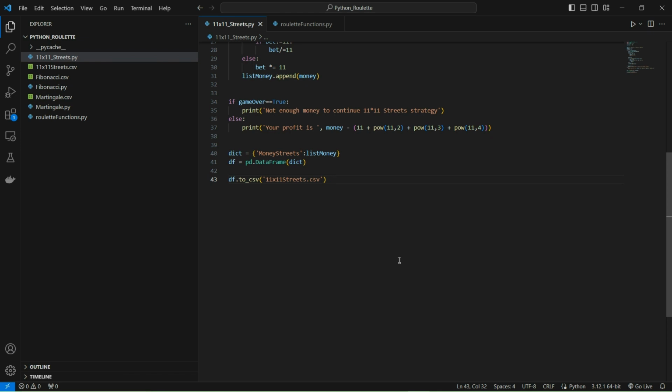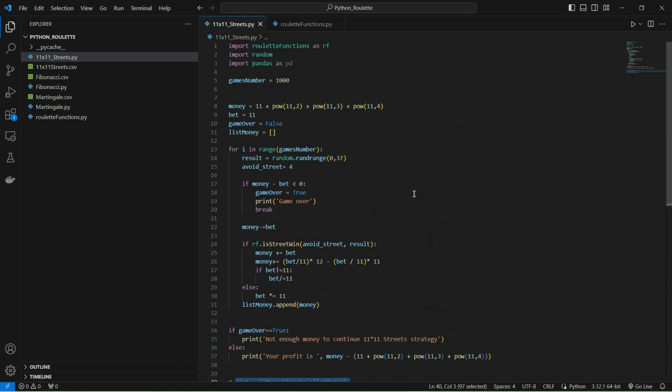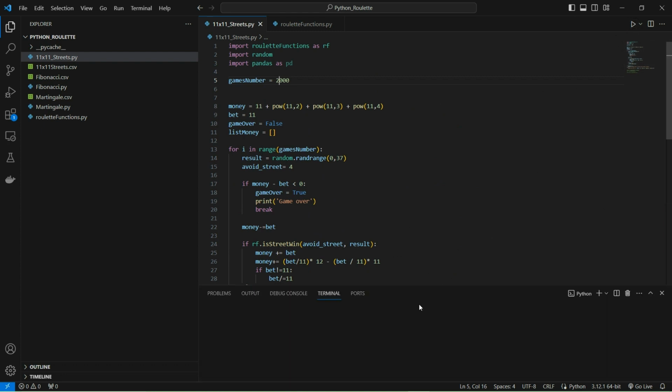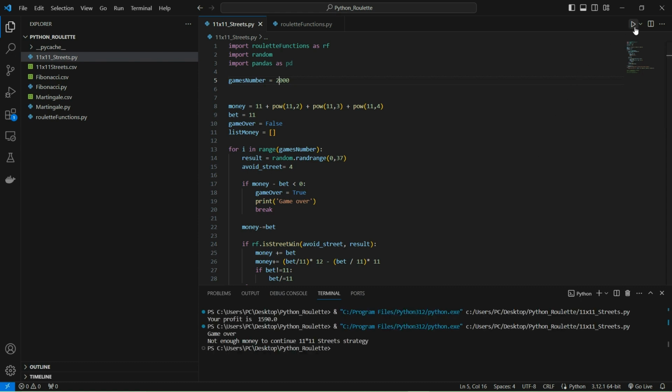Let's move back to Visual Studio Code. I will comment this and now I will increase the number of games. Now I will choose number of games to be 2000. I'll run this code. I profit. And now game is over. So with 2000 games I lose.